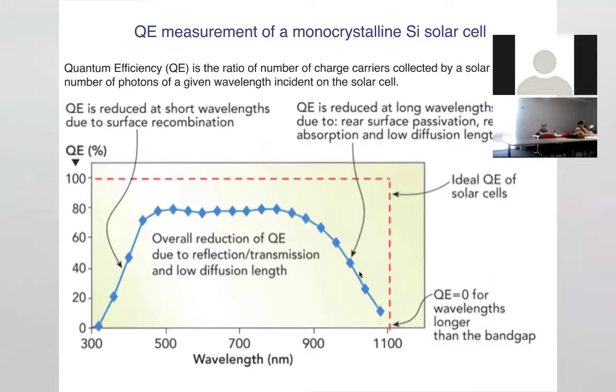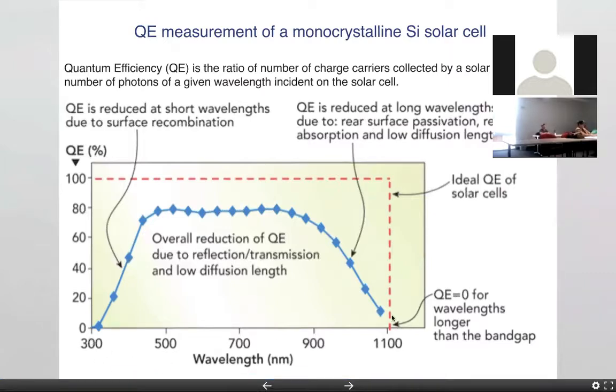Now, what does it look like? So the quantum efficiency of a monocrystalline silicon solar cell, which is our most ubiquitous solar cell, and somewhat expensive, looks like this. So you have wavelength here going from 300 nanometers to infrared, 1100 nanometers, and quantum efficiency, because its efficiency goes from 0 to 100%. So typically you see a curve which goes up, goes up, goes up.